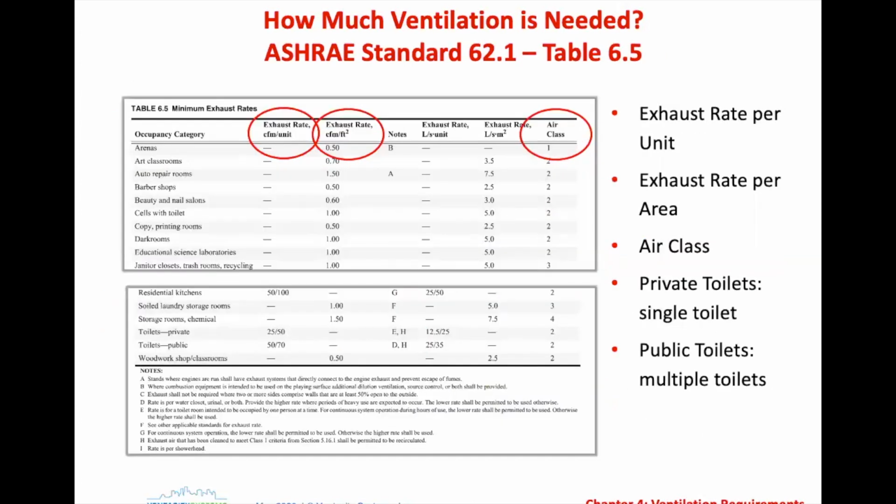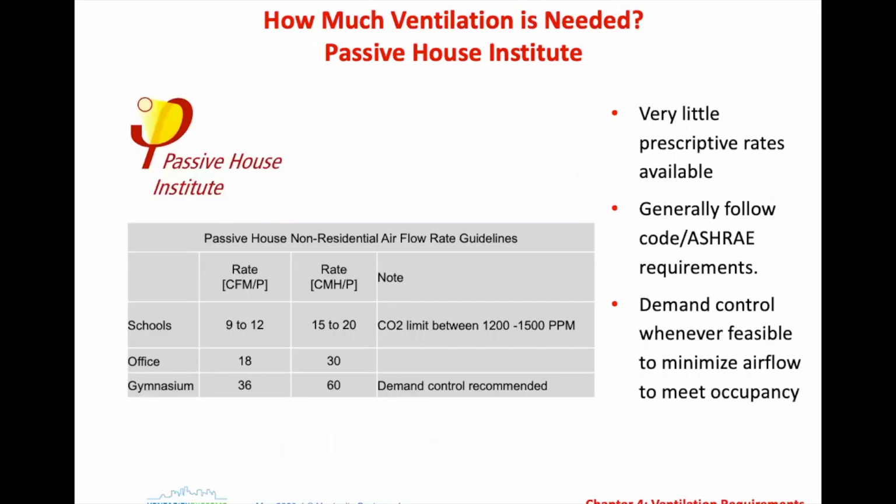All right. And then you've got, I talked about the other chart here, table 6.5 is for bathrooms and all the things exhaust. So art classrooms, exhaust rate is 0.7 CFM per square foot. And it's also got air classes shown there. So you've got toilets private, it's 25 CFM per unit, and toilets public, 50 CFM per stall or per fixture. And those would end up balancing out.